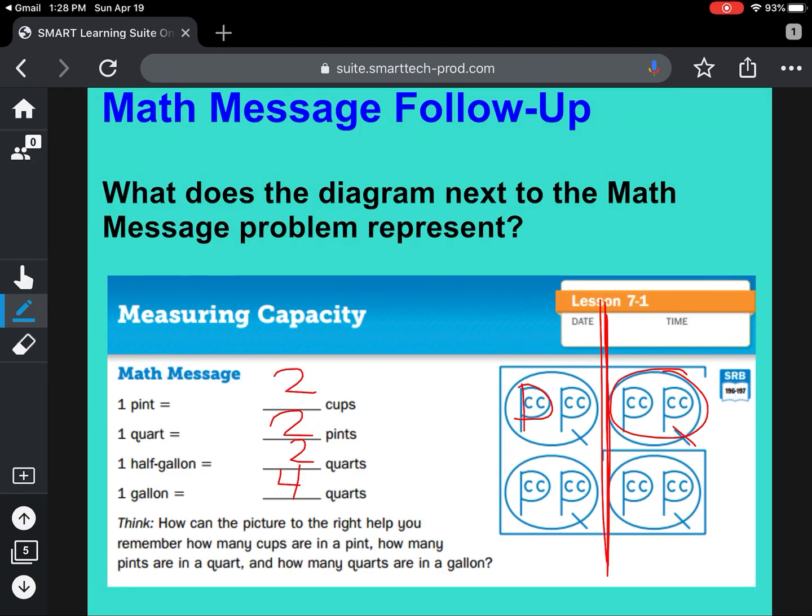So the question on this slide says, what does the diagram next to the math message problem represent? I'm sure you already figured out the big G represents 1 gallon. The Q's inside the G represent the 4 quarts that fit inside of a gallon. The P's inside of the Q's represent the number of pints that fit inside of a quart. And the C's inside the P's represent the number of cups that you can fit into 1 pint.